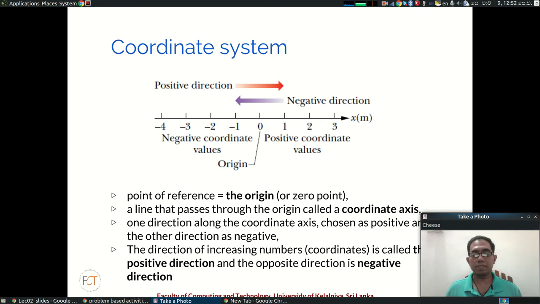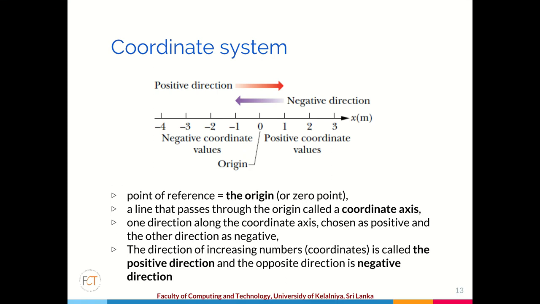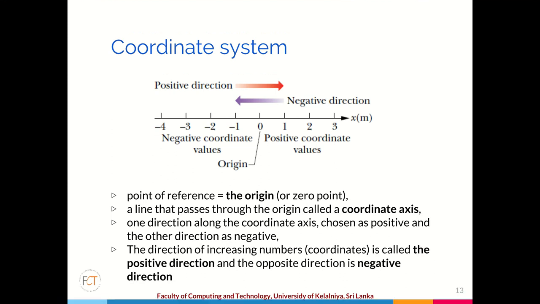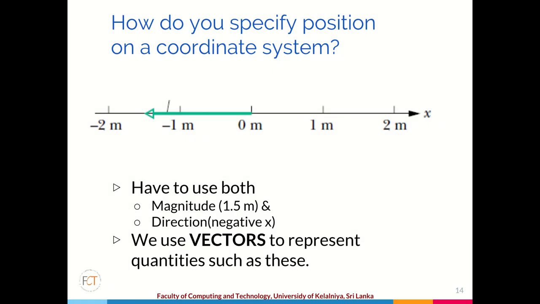That's the standard convention. In the axis you have increasing numbers, and that's called the positive direction. So from 0 to 1, 2, 3 and whatever, you have positive coordinate values, and to the back you have negative coordinate values. So -1, -2, -3, -4, that would be your negative direction. So from the coordinate system you have a positive and a negative direction.